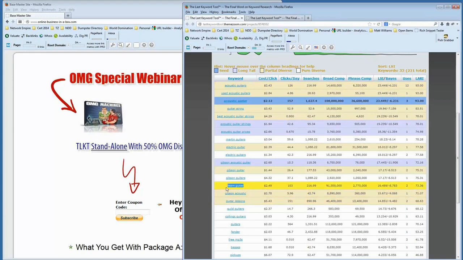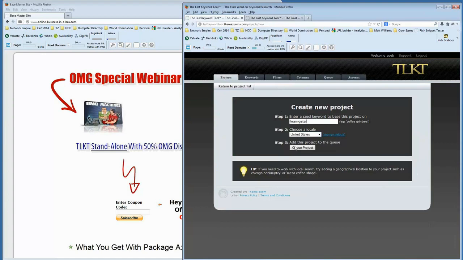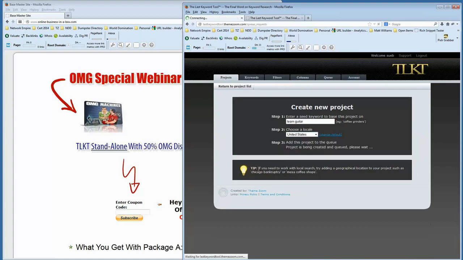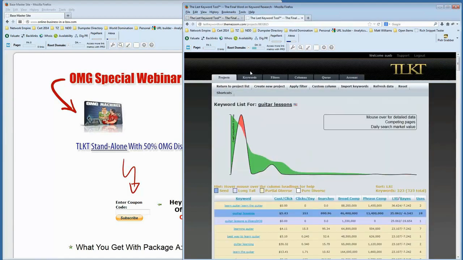I can grab learn guitar, come up here, create a new project, drop learn guitar in there, queue up the project, and in a couple of minutes it'll be drilled and ready to rock and roll. Understood.